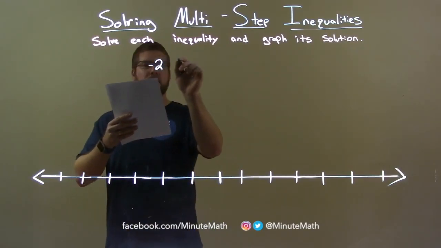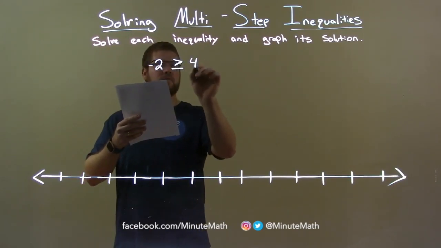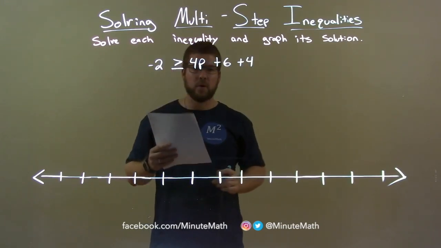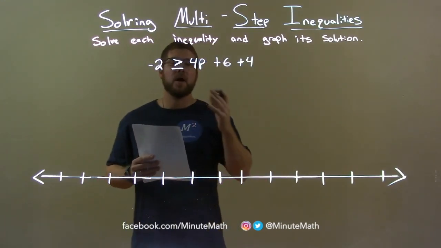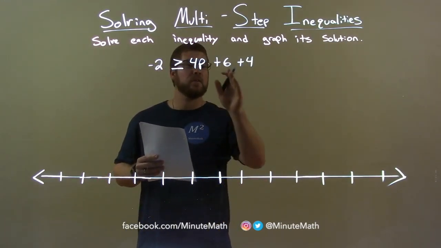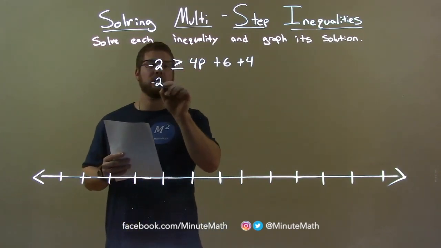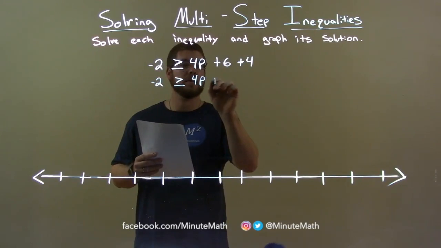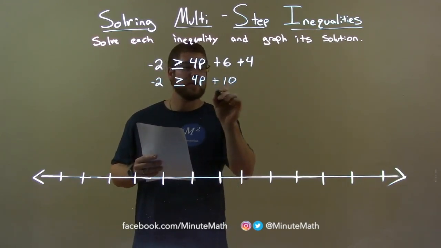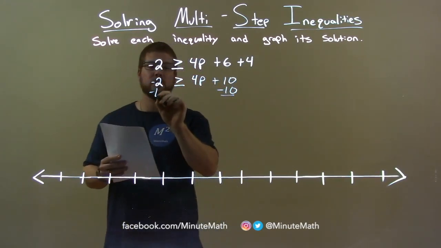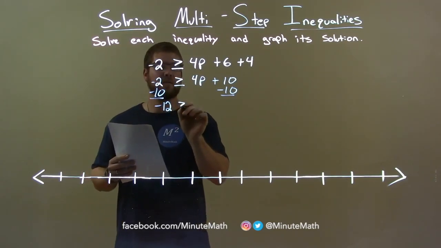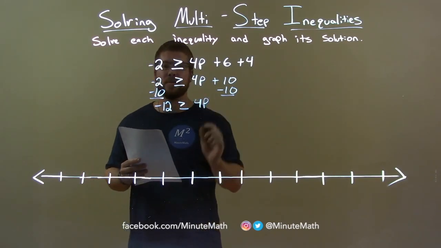Negative 2 is greater than or equal to 4p plus 6 plus 4. Well, let's combine our like terms on each side. 6 plus 4 is 10, so negative 2 is greater than or equal to 4p plus 10. Now if I subtract 10 from both sides, negative 2 minus 10 is negative 12, and it's greater than or equal to 4p here.